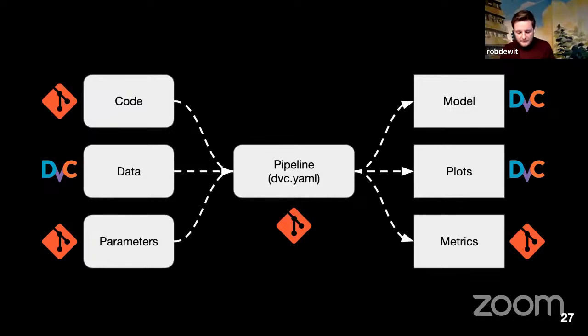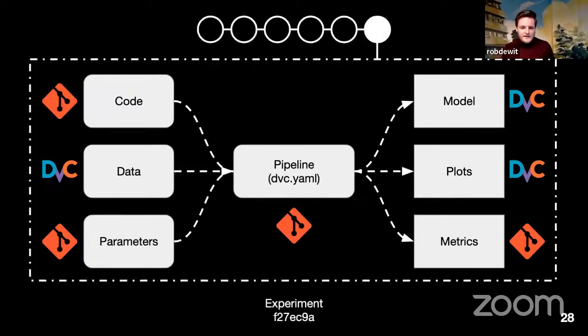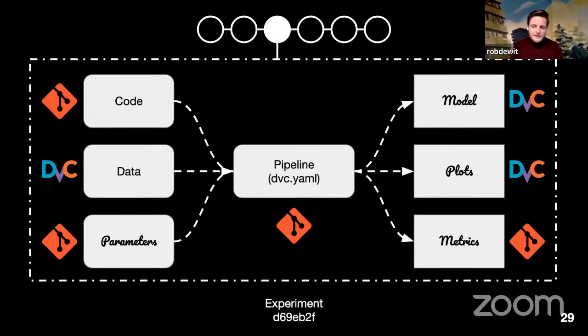If we take all of this together, we can consider this an experiment, or technically speaking, a Git commit. With all of these together, we can then go back to a different Git commit and reproduce those results. So we jump back and forth, as you can see here. For the previous experiments, we had a bunch of different parameters that resulted in different outputs. Because the parameters changed, our model, plots, and metrics also changed. With just a single command, or two, depending on how you set it up, git checkout and dvc checkout, you can easily switch back and forth between those.